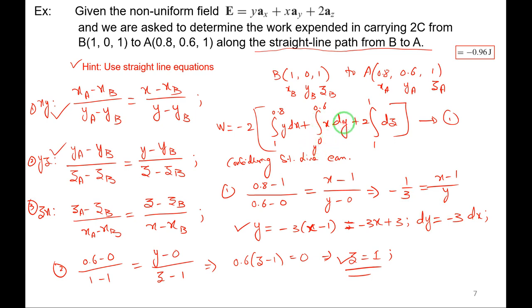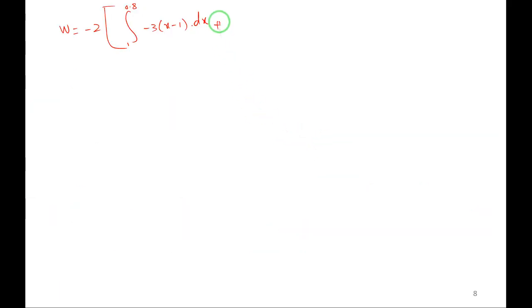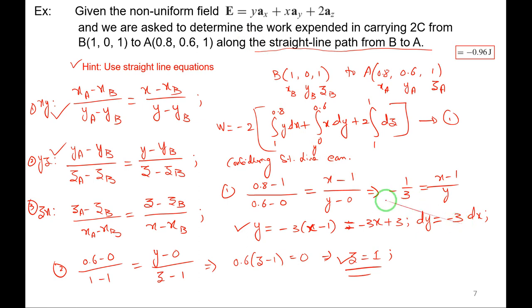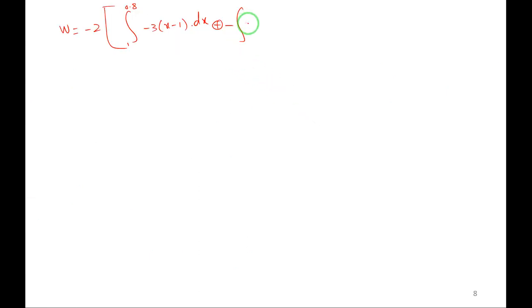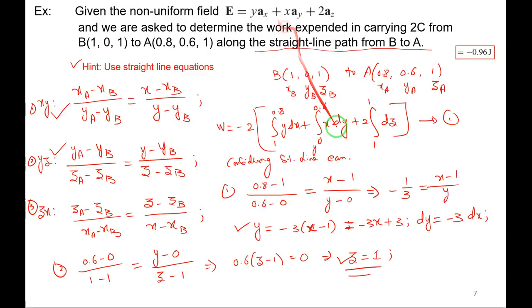If dy is changed to dx, then the x limit should come. So I will keep x, but I will change dy. What is dy? dy is equal to minus 3 dx, right? This minus sign I will take outside. Integration of x dy is 3 dx, x as it is, and the minus is taken outside.